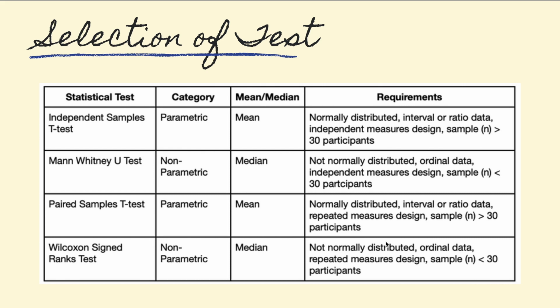So what the IB recommends or is accepting of is the use of non-parametric tests, because what usually happens is when there is a sample size less than 30 participants, it is less likely that the data is normally distributed. So they are fine with you going directly for non-parametric tests such as Mann Whitney U test and Wilcoxon's signed rank test.